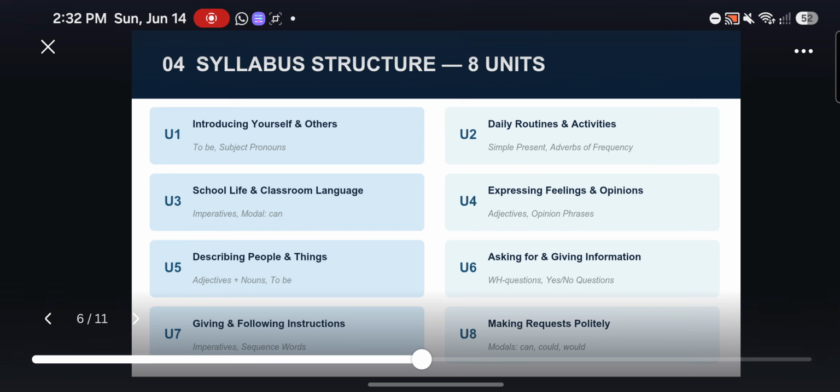Next, syllabus structure. Let me explain the structure of the syllabus. The syllabus has 8 units organized from simple to more complex. Unit 1 to Unit 3 build the foundation. Students start by introducing themselves, then talk about daily routines, and then learn school and classroom language. These are the most familiar personal topics, ideal for beginners.